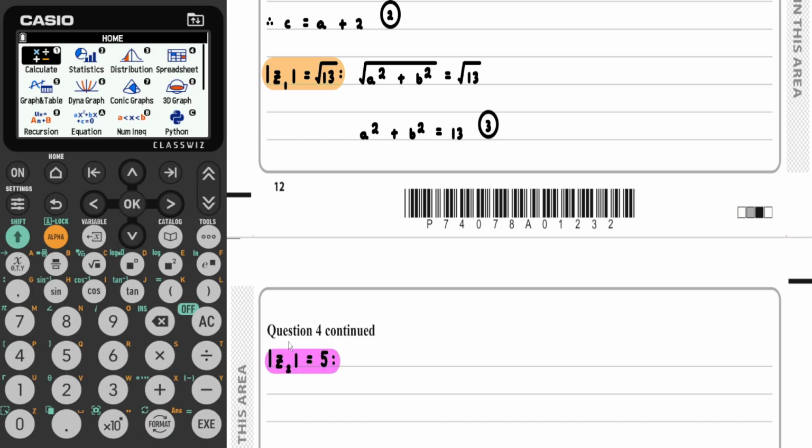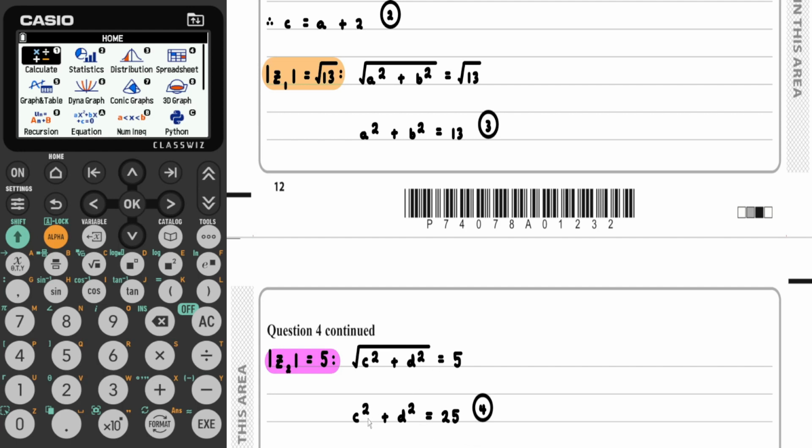We also know that the mod of z2 is equal to 5, so we've got the square root of c squared plus d squared, which is equal to 5, and squaring both sides, c squared plus d squared, that's equal to 25, which I'll call equation 4.